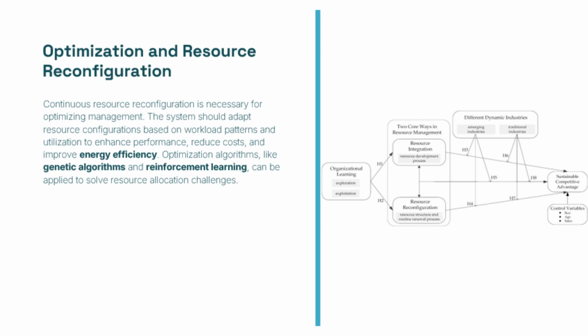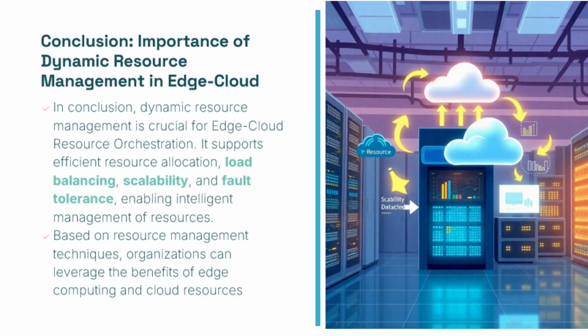Dynamic resource management plays a critical role in Edge Cloud resource orchestration, providing efficient resource allocation, load balancing, scalability, and fault tolerance. It enables the dynamic and intelligent management of resources in edge cloud environments, ensuring optimal performance and resource utilization. Based on concepts and techniques behind dynamic resource management, organizations can effectively leverage the benefits of edge computing and cloud resources to meet the demands of modern distributed computing applications.